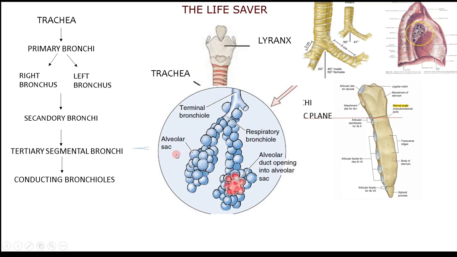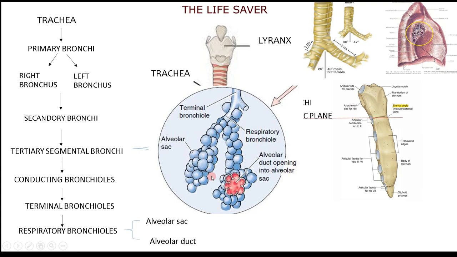So first of all, they divide into the conducting bronchioles. The smallest part of the conducting bronchiole is referred to as the terminal bronchiole. The terminal bronchiole then ends into the respiratory bronchiole. The respiratory bronchioles are characterized by thin walled outpouchings referred to as the alveoli, which are shown here. This is the basic structural unit and functional unit where the exchange of gas occurs in the lungs.